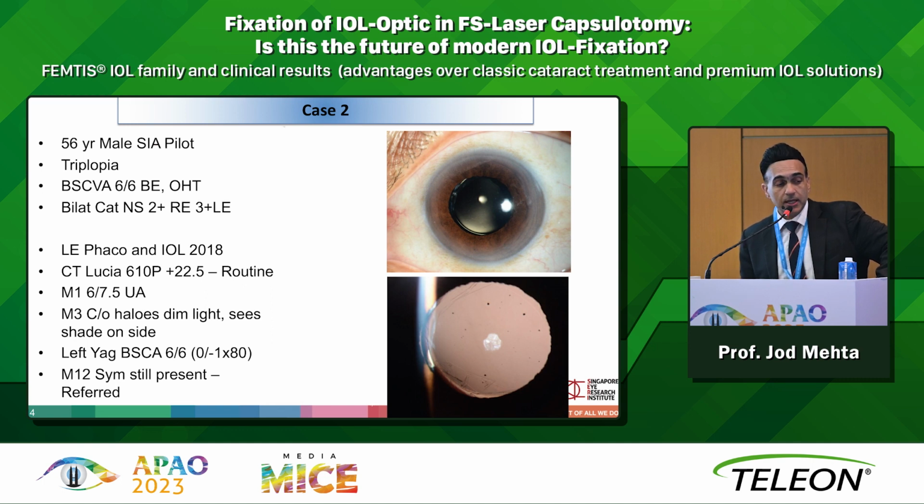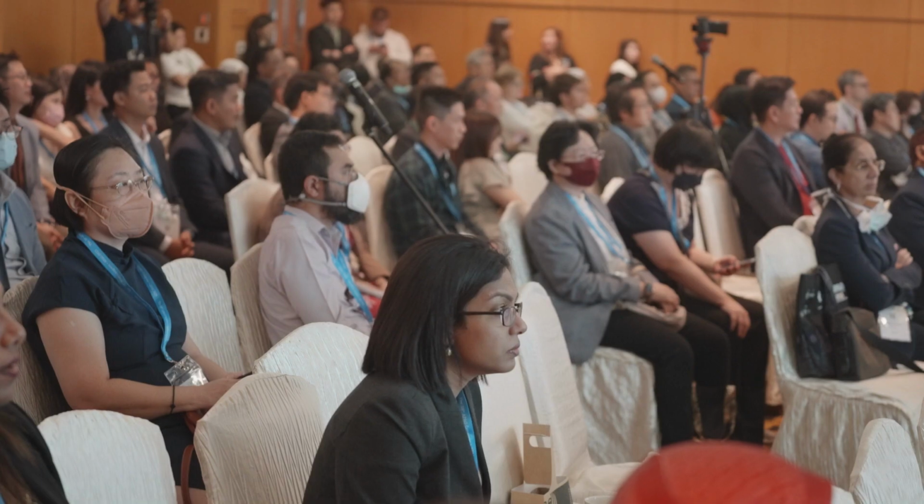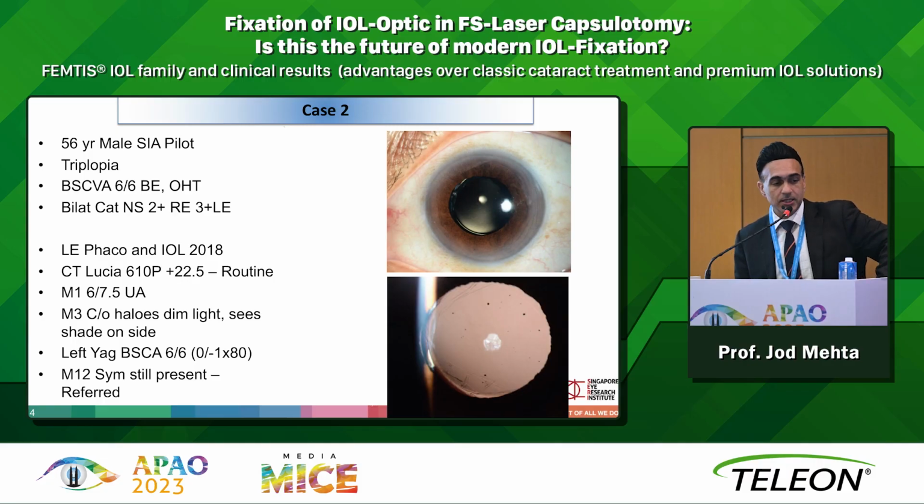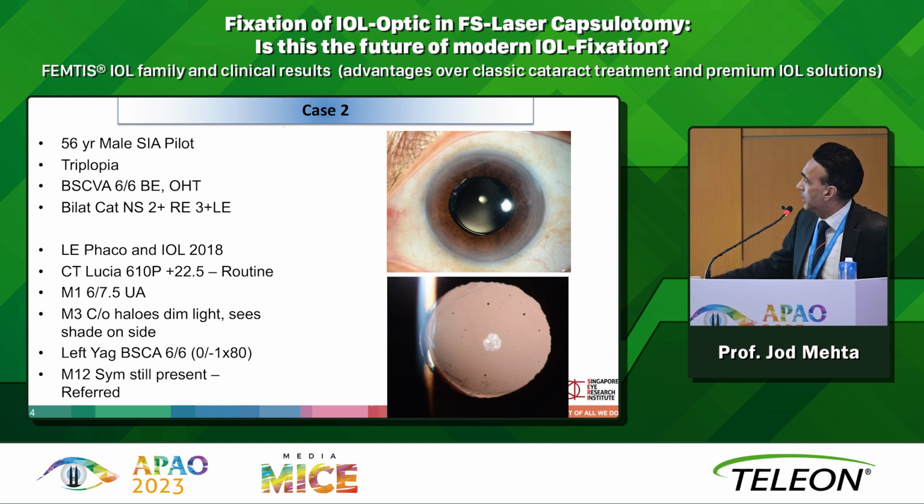At 1 month, he came back at 3 months complaining of halos in dim light and seeing a shade on the side of his vision. Now, of course, his vision is very perceptive. He's a pilot, right? So he's going to pick up these things quite easily. So she YAGged him, okay? And then you can see his best corrected visual acuity is still pretty good. And then she waited on that. He still complained of symptoms. This is post his YAG. And at 12 months, he's still complaining of the same thing, shadowing in his vision on both sides. Corrected visual acuity is 6/6.